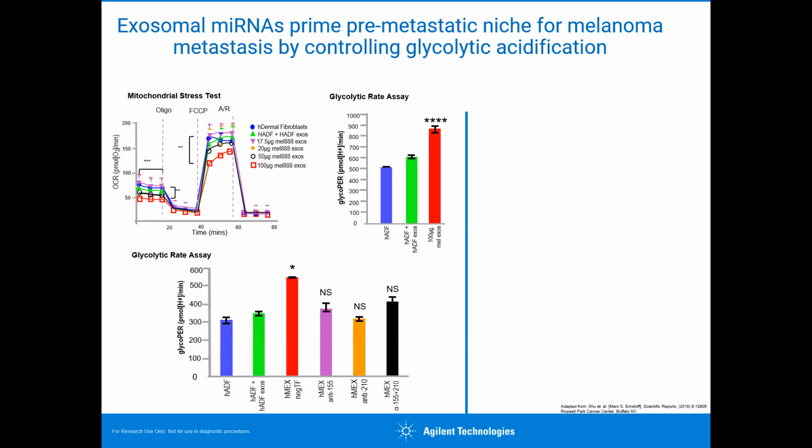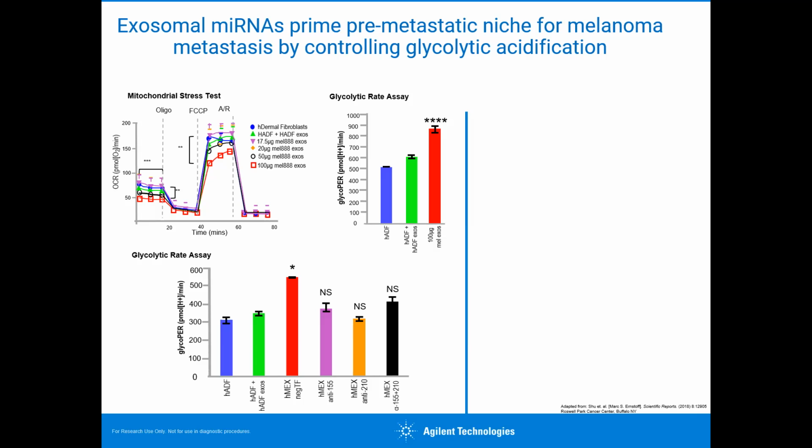This is a really cool example from Roswell Park Cancer Center in Buffalo, New York. This lab was particularly interested in exosomes secreted by melanoma cells. So the tumor stroma around these melanoma cells, especially the fibroblasts, are being reprogrammed by these exosomes. They ran a mitochondrial stress test, and now you're looking on the top left-hand side, you're looking at OCR over time. When they expose these fibroblasts to increased concentration of exosomes, they see a decrease in mitochondrial function.